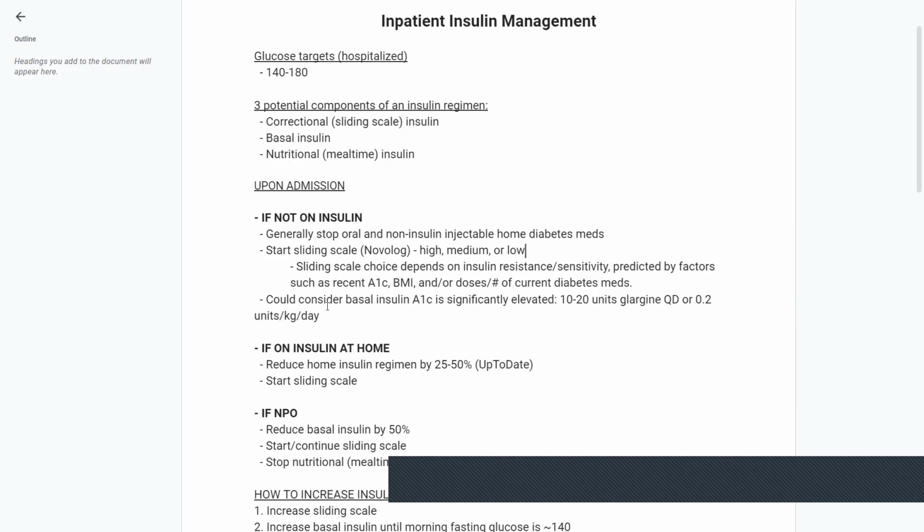Generally we don't start basal right off the bat, but in a case like that, it's pretty clear that they should be on insulin. If you saw them in the outpatient setting, once somebody has maxed out the oral meds, the next step is to start them on insulin. So in that case, we would start them on insulin. This was from UpToDate, like 10 to 20 units, or you can do it weight-based and calculate it. I've generally always started people on 10 and then gone from there. So that's how you do it if they're not on insulin.